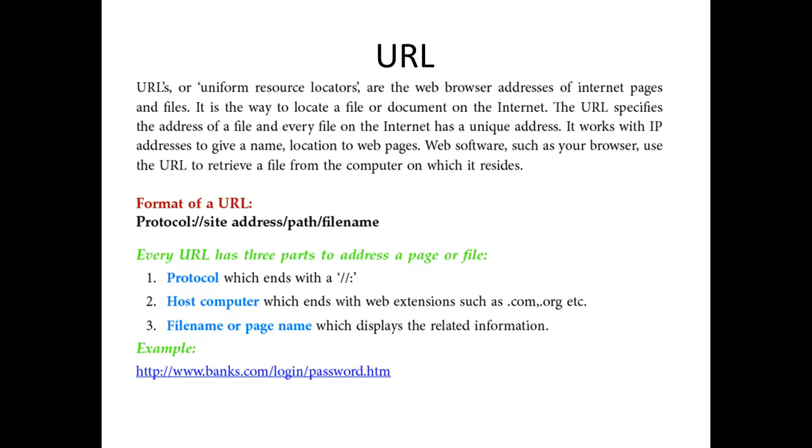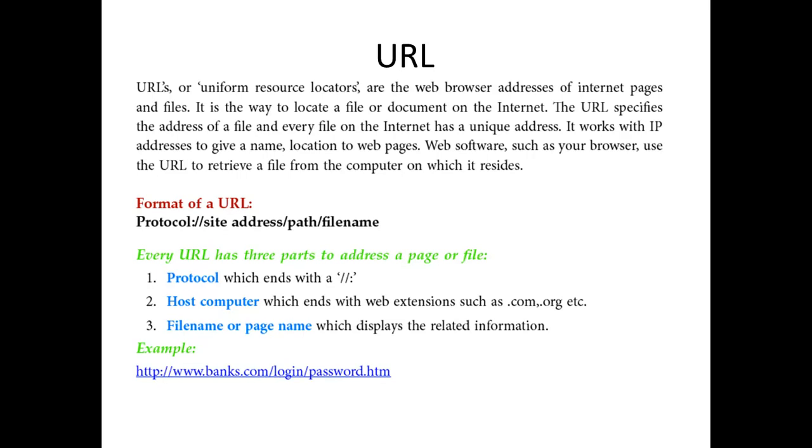Web servers, such as your web browser, use the URL to retrieve a file from the computer on which it resides. The format is protocol colon double slash site address slash path slash file name. Here, protocol ends with double slash and colon, host computer ends with web extensions such as .com, .org, .in, etc., and file name or web page name displays the related information.